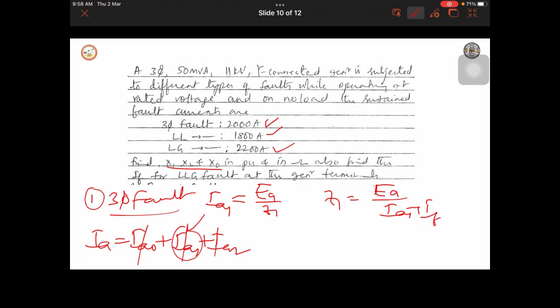So Z1 is your x1, that is EA is 1 per unit divided by the fault current. So per unit we have to consider. Then this is the fault current. Fault current value 2000 is given. So if you consider this as 11 kV into 10 to the power of 3, the answer here we will get is 3.17 ohms.